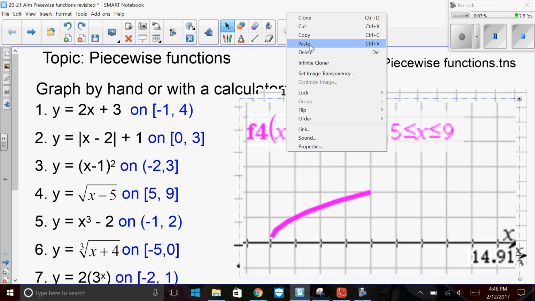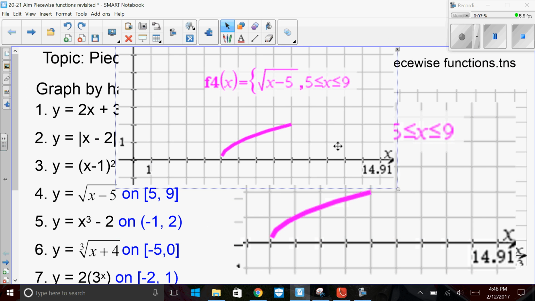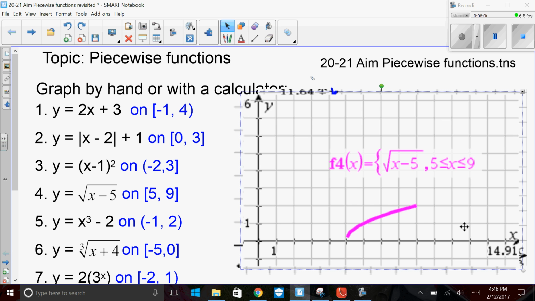So that's what it should look like. That's better. It's more complete. You see the y-axis, you see the x-axis. A little bit of a glitch in the calculator, if you notice.